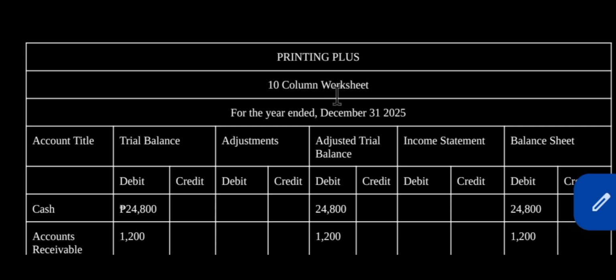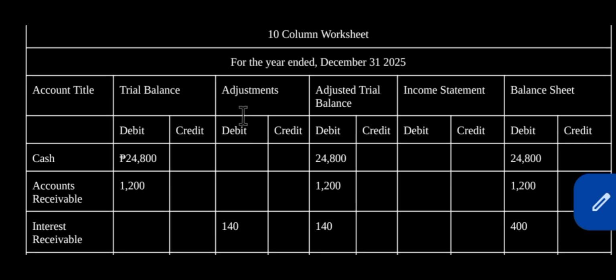Today we're going to prepare a 10-column worksheet which consists of the unadjusted trial balance, the adjustments, adjusted trial balance, income statement, and balance sheet. First we have here the 10-column worksheet of the Printing Plus Company for the year ended December 31, 2025.